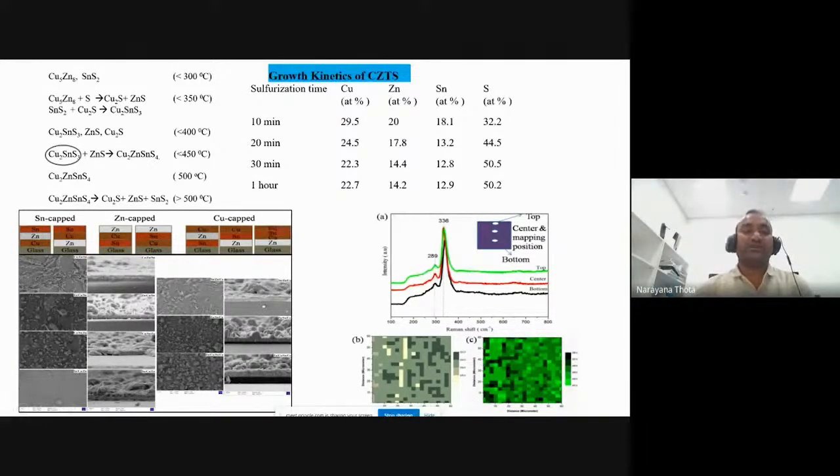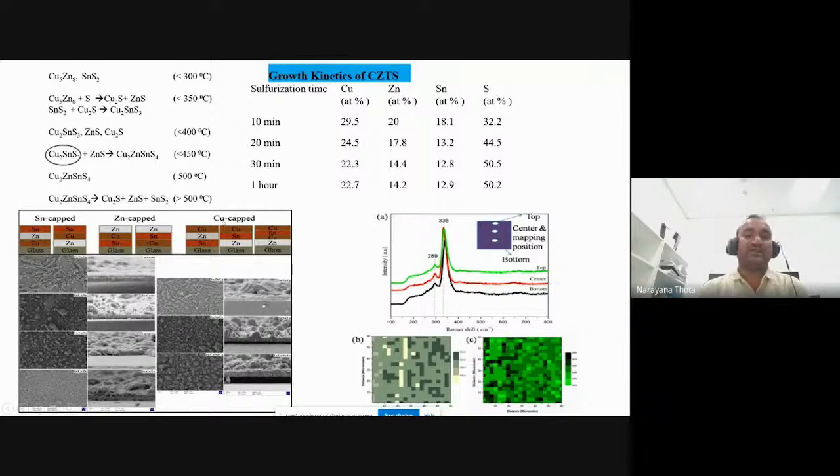It will try to escape from the film. So we have used different types of stacking methodologies. First, when the tin is the top layer, the morphology is very bad. Almost the film is peeled off.